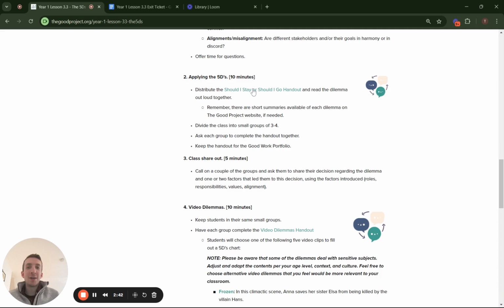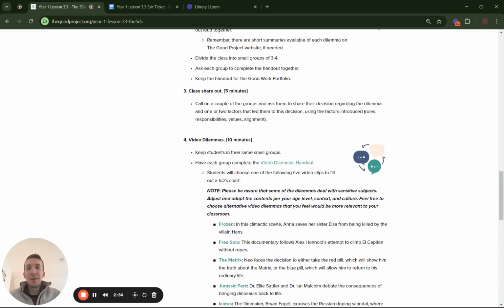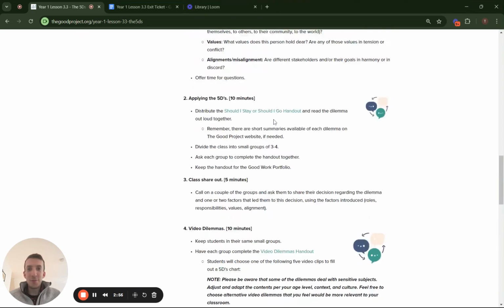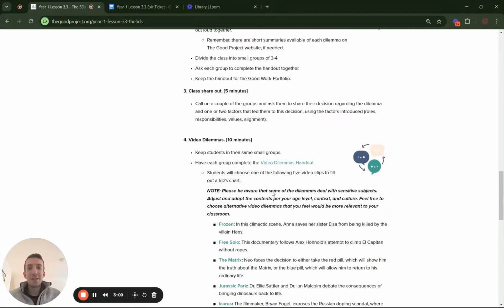So you'll actually look, or they will look, at a scenario in this handout, "Should I Stay or Should I Go?" And you can divide the class into small groups and ask each group to complete the handouts together, and then do some sharing out. So hopefully you'll be able to have a good chunk of time for students to actually run through the 5Ds.